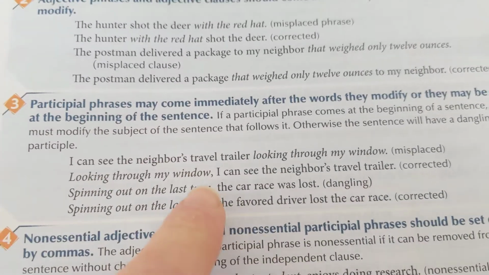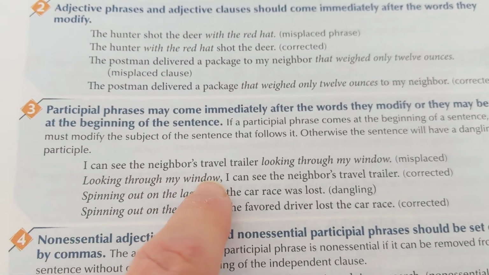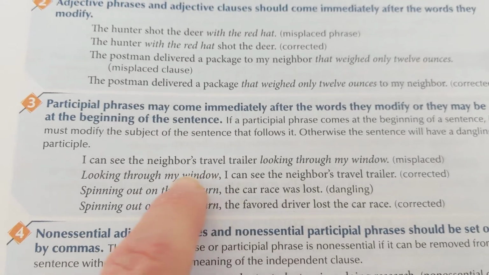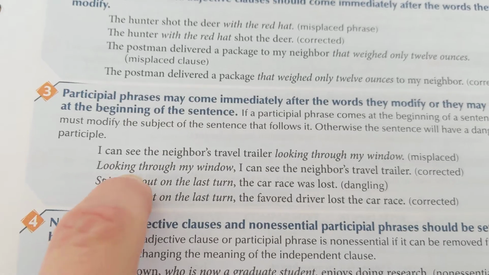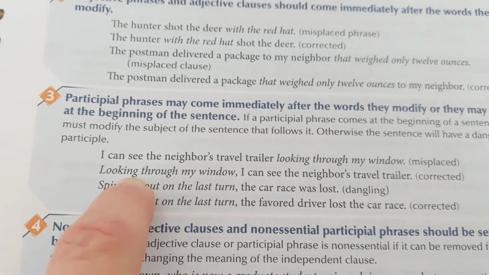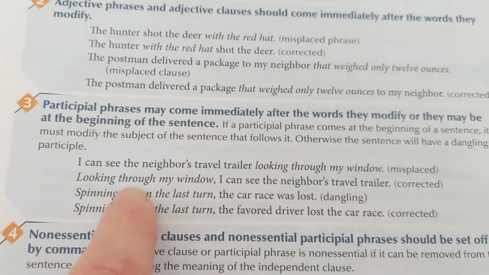Anytime you have an introductory phrase like this one, an introductory participial phrase, looking through my window, you put a comma after it. You notice the -ing. That's the other way I know that's a participial phrase. Your present participles always end in -ing. Right there's spinning also.